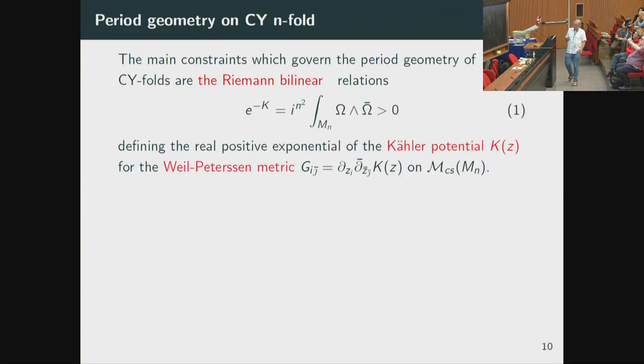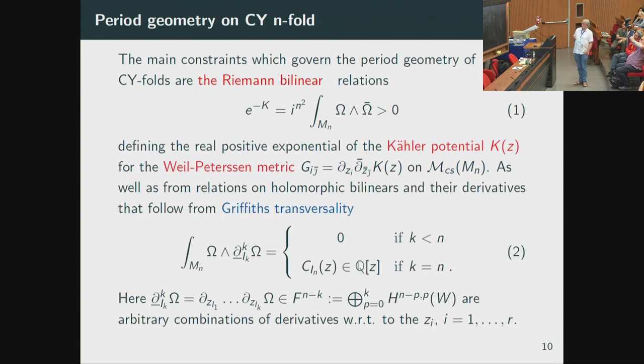So this all generalizes, but the decisive structure, which also plays a big role in the following of the talk for Calabi-Yaus, is that there is a Kähler potential that can be written like that. There is one real Riemann bilinear relation which says that this is always positive, and it can also be interpreted as the calibrated volume of the Calabi-Yau. It also gives the Weil-Petersson metric on the moduli space of the Calabi-Yau, which will be just these physical parameters.